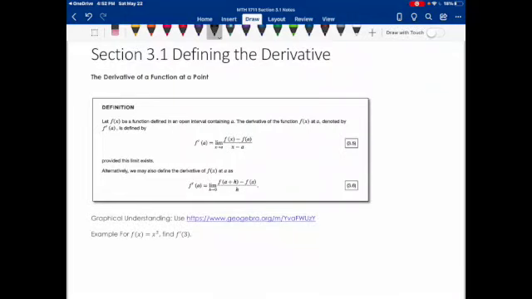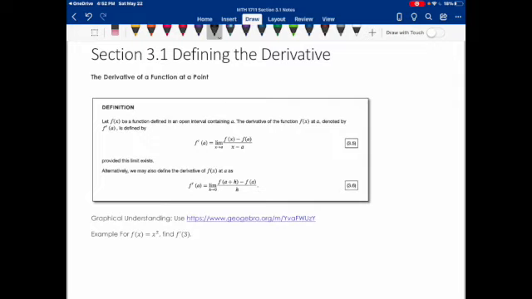All right, so in this section, we are going to talk about the derivative. First, we're going to talk about the conceptual idea of a derivative, and then we're going to go through the formal definition. And then once we go through the formal definition, we'll go through some examples using the formal definition.